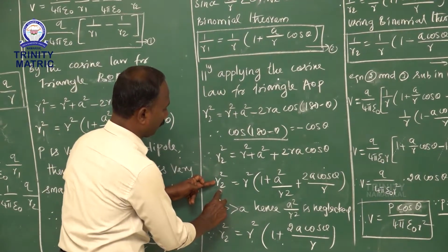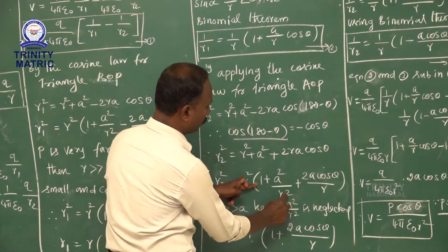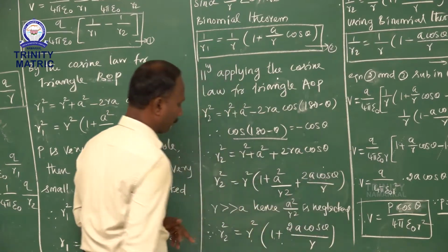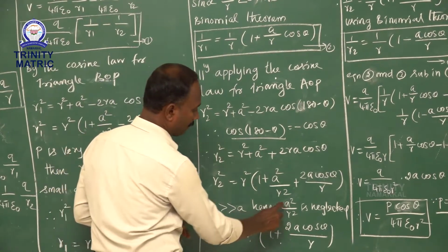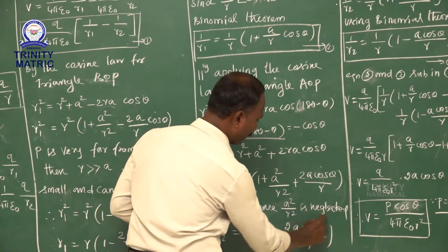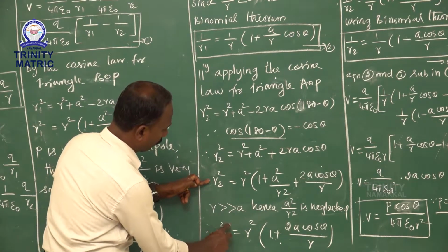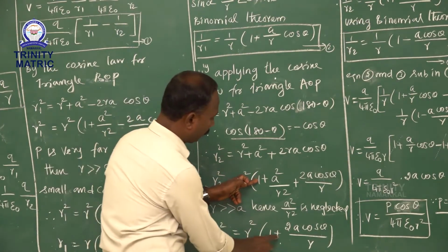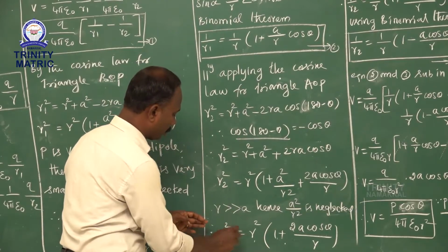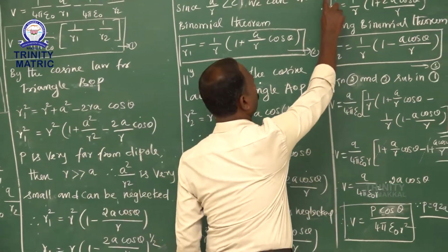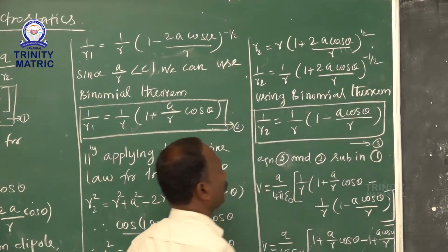Again, R2 square is equal to R square, taking it as common, 1 plus A square by R square plus 2A cos theta by R. The same way, R is greater than A, hence A square by R square is very small, so it can be neglected. Again this equation comes: R2 square is equal to R square into 1 plus 2A cos theta by R. Now we want to change this equation into the R value. So R2 is equal to R into (1 plus 2A cos theta by R) whole power 1 by 2.